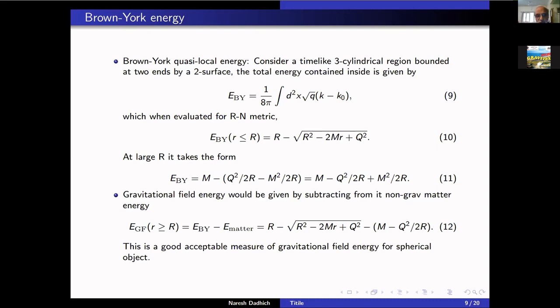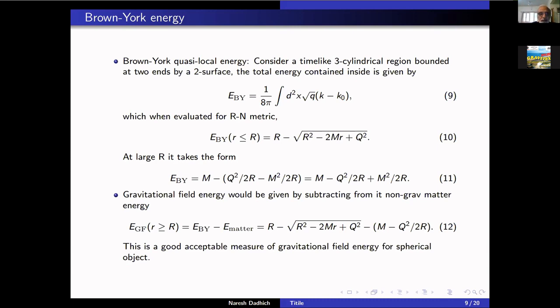Now, if you evaluate this for the Reissner-Nordström metric for a charged object, this equation 10 comes out: the energy contained inside a radius r is r minus the square root of r squared minus 2mr plus q squared. Now let us expand it for large r and see whether it gives us a reasonable accepted result. So this will be m minus q squared over 2r minus m squared over 2r. So what do you have?